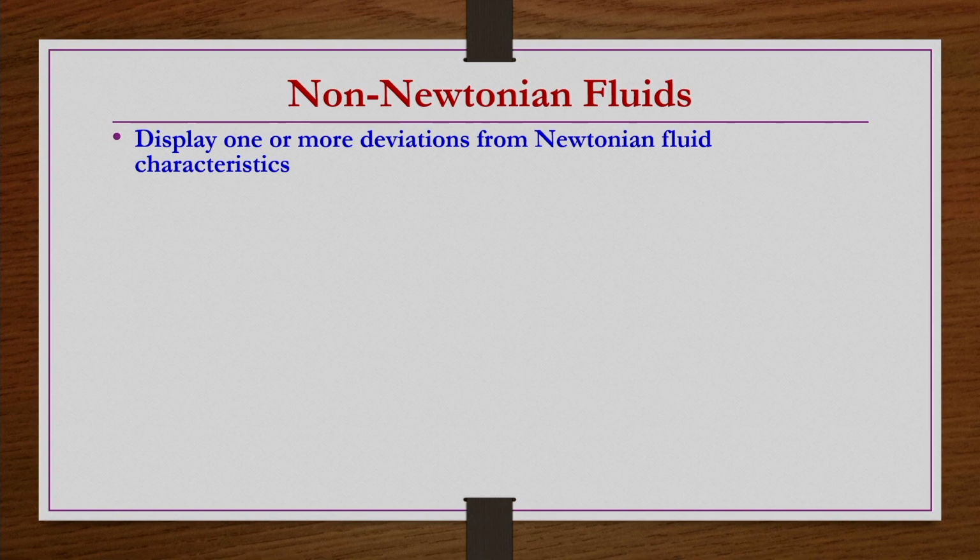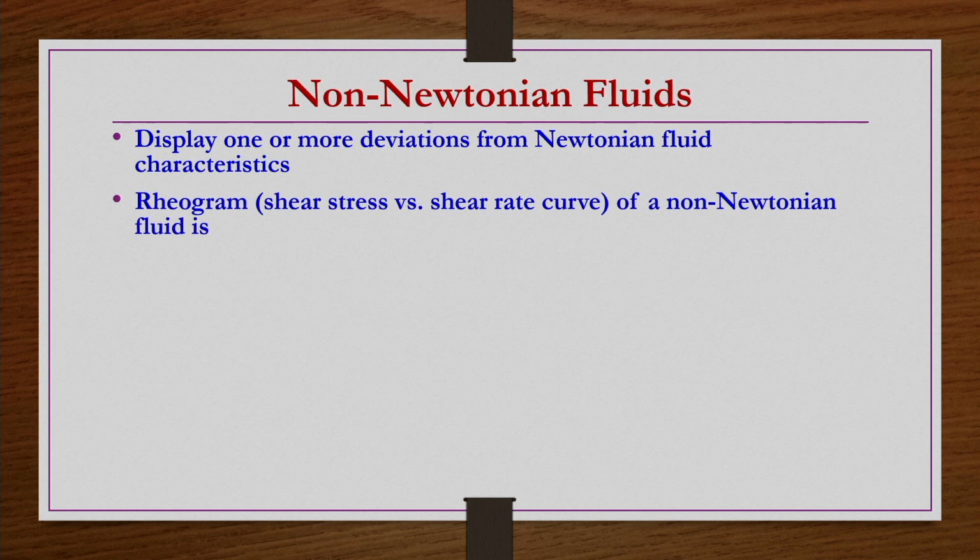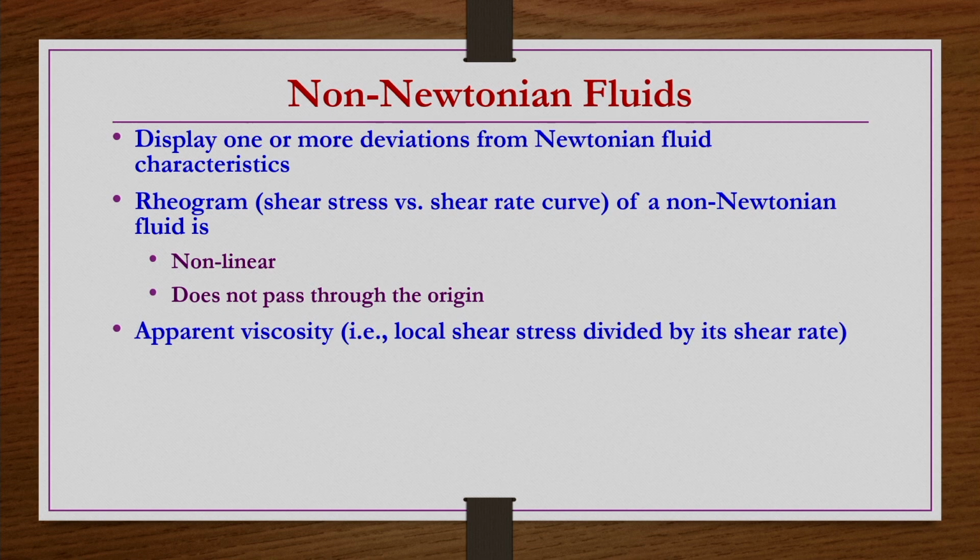Okay. So, they display one or more deviations from Newtonian fluid characteristics, as just explained a few slides before. The rheogram, or shear stress versus shear rate curve, of a non-Newtonian fluid can be nonlinear, or it does not pass through the origin. It is possible, and normal stress differences may not be 0 for non-Newtonian fluids.